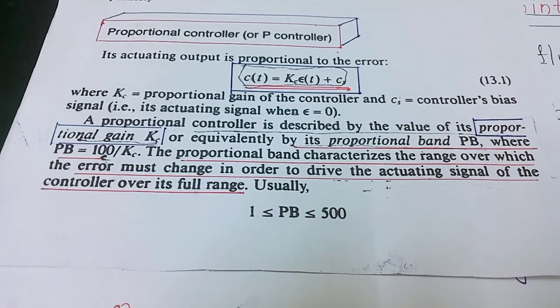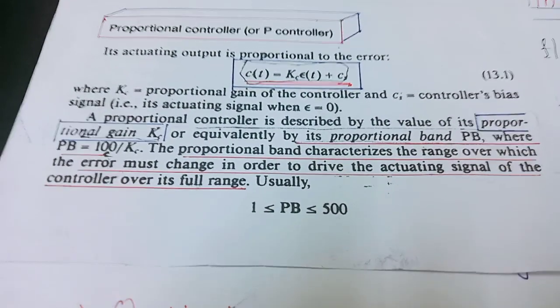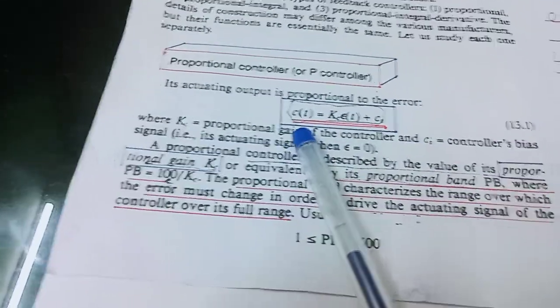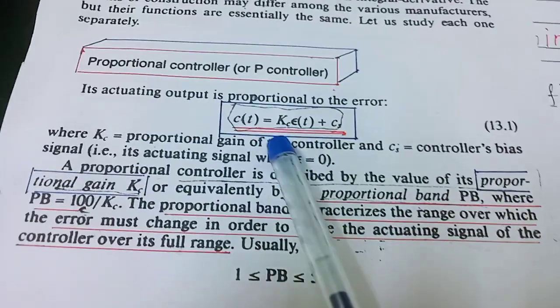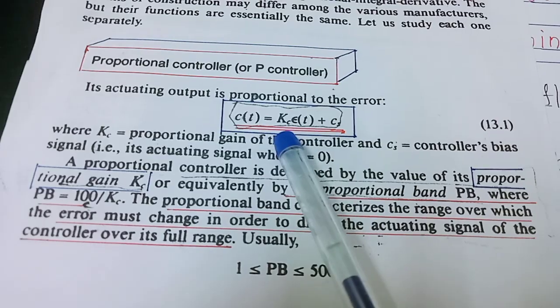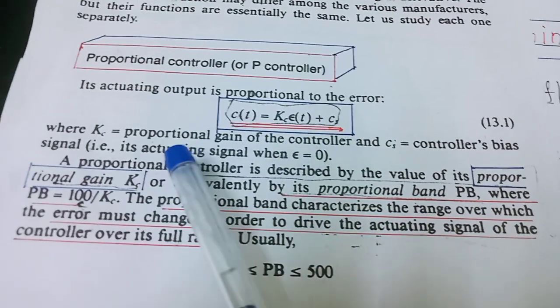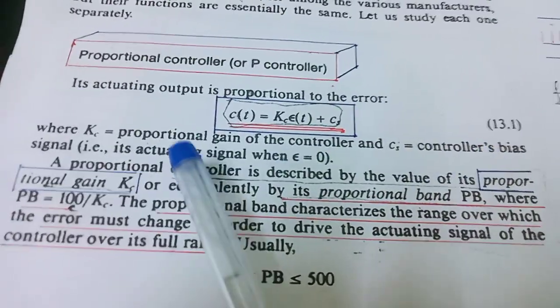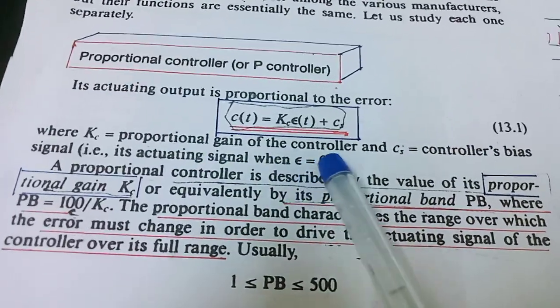So, coming to the definition, in a proportional controller, the actuating output is proportional to the error. This is C(t), the actuating output. It is directly proportional to the error. So, C(t) is equal to Kc into E(t) plus Cs. Kc is the proportional gain of the controller. Cs is the controller bias when the actuating signal is 0.